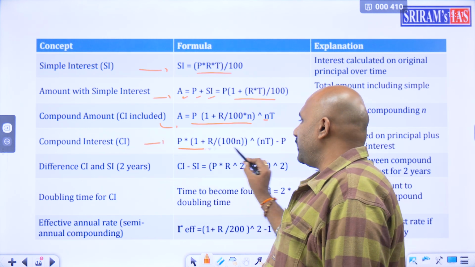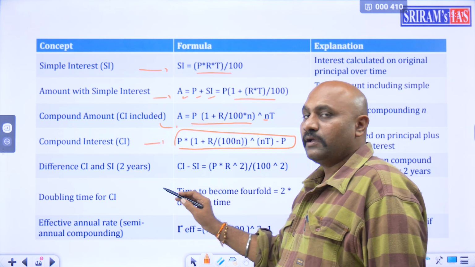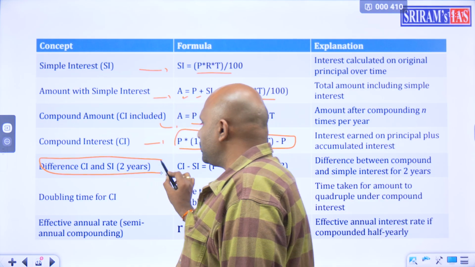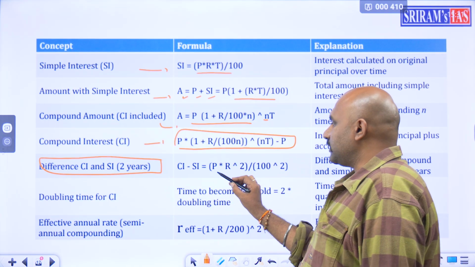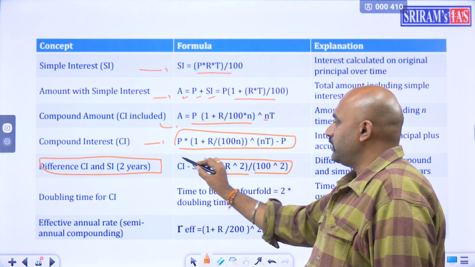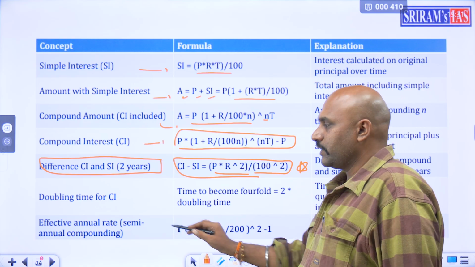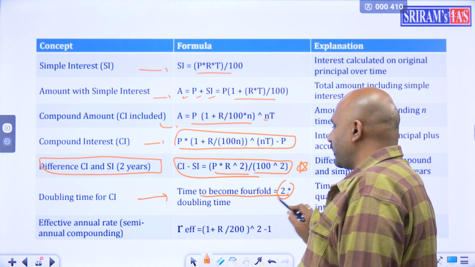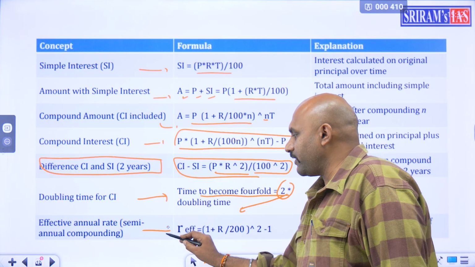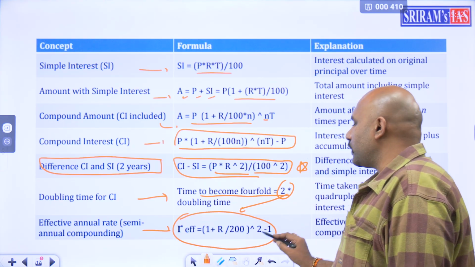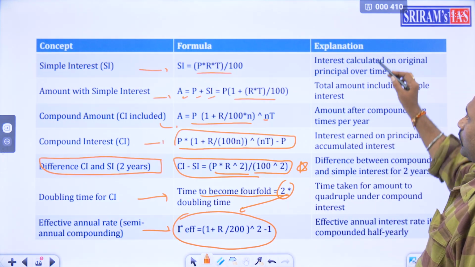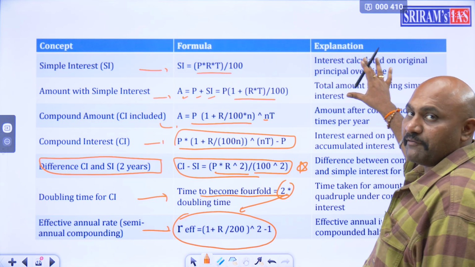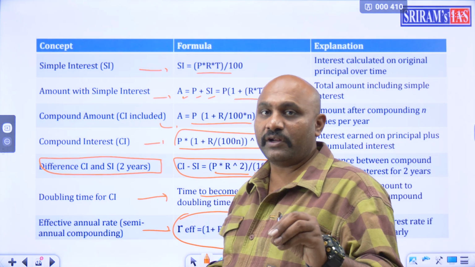Now compound interest is P into this expression minus the principal. Now this formula is very important: the difference between CI and SI for 2 years is nothing but P into R square by 100 square. This formula you remember, it is very important. Next, if the compound interest amount doubles, the time for becoming 4-fold is 2 times the doubling time. Next, the effective annual rate is (1 plus R by 200) whole square minus 1. I have clearly mentioned everything, and for revision purposes it will be very, very useful.